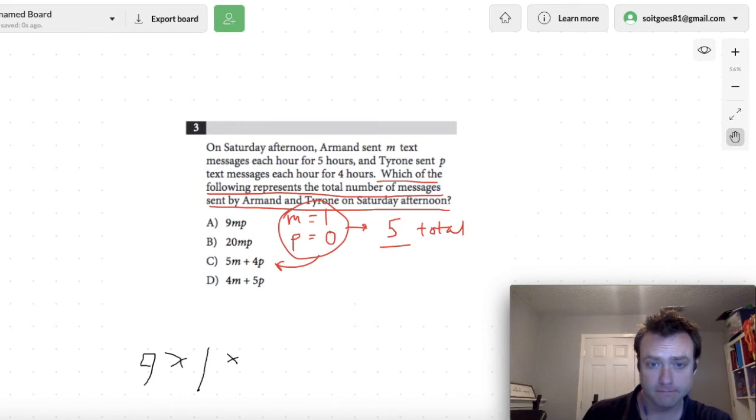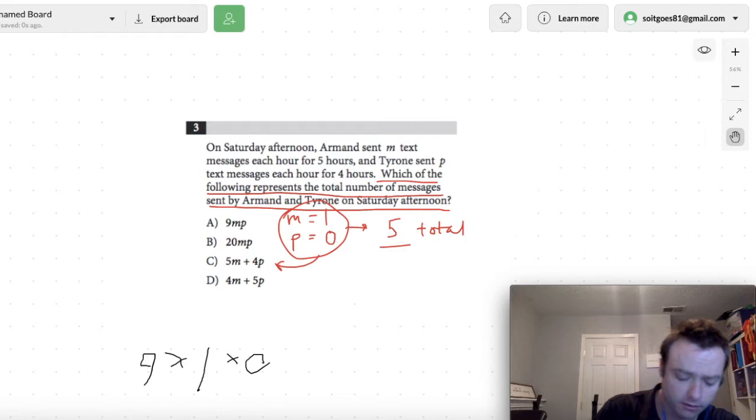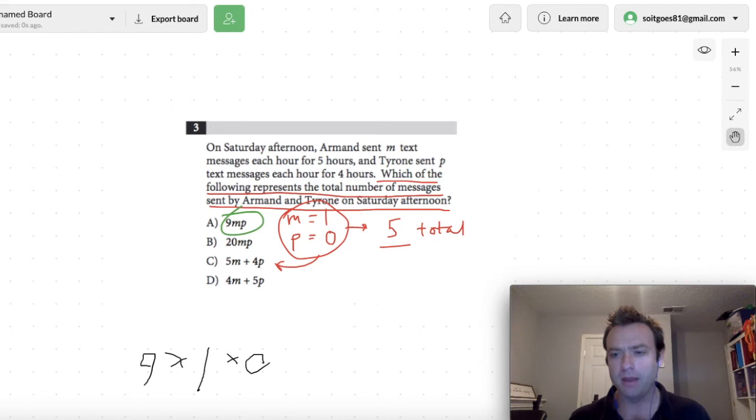Right. Okay. Does that make sense? I just want to clarify this statement. Yeah, I see what it is. I just want to make it clear for anybody watching the recording that 9MP means 9 times M times P. Does that make sense? Yes.